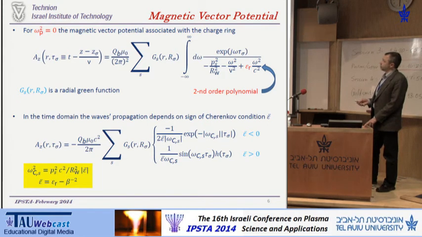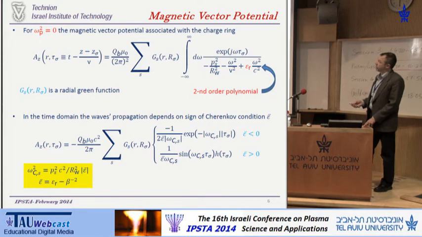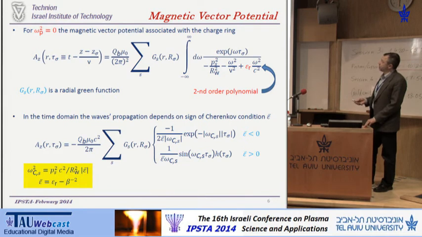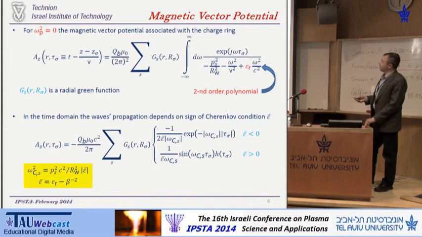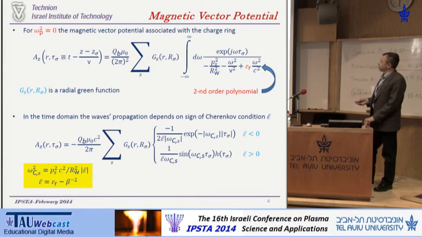For the charge propagating through our waveguide, the magnetic vector potential may be represented as a function of the radius r and the parameter tau, which is actually a time delay between the position of the triggering bunch and the position at which we measure the field. This vector potential will be a sum of an infinite number of eigenmodes of the same waveguide. G_s here is a radial Green function, and under the integral in the denominator we have a second-order polynomial.